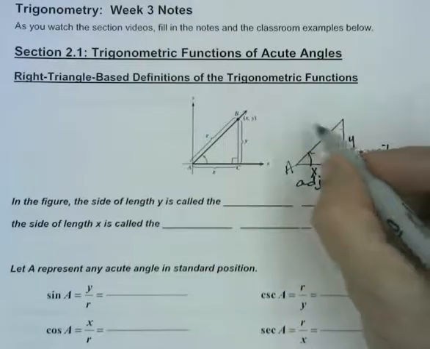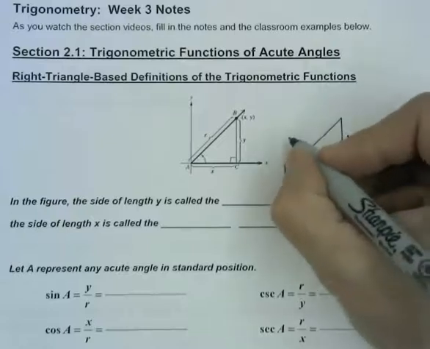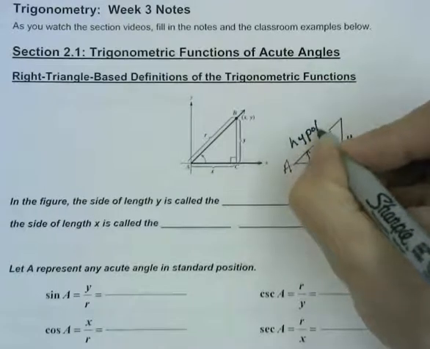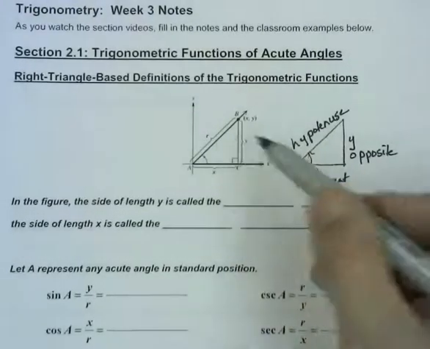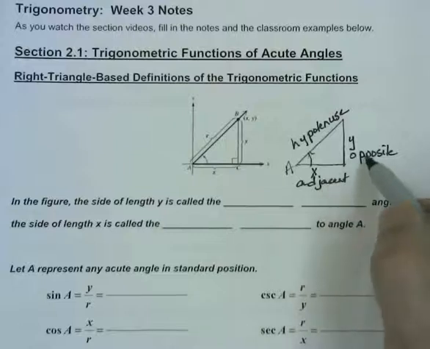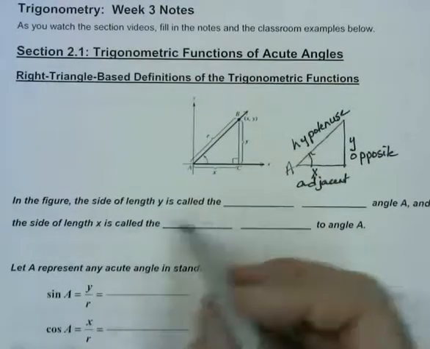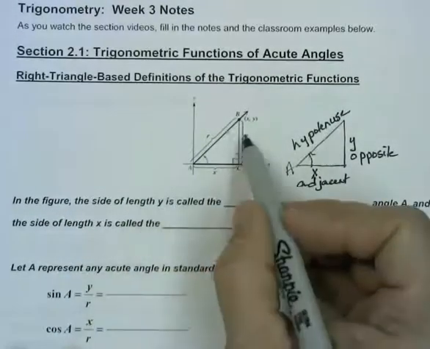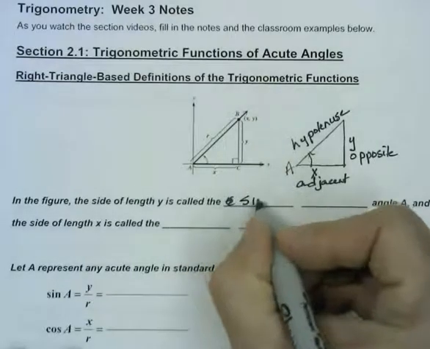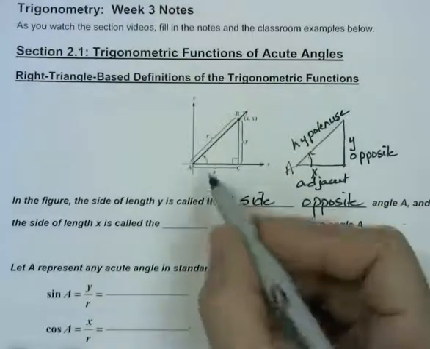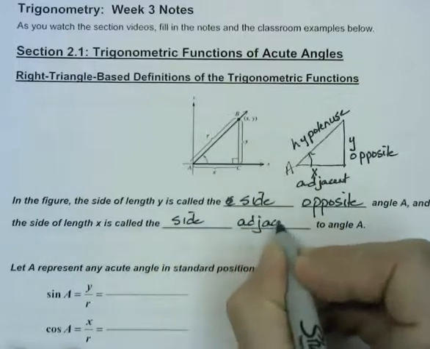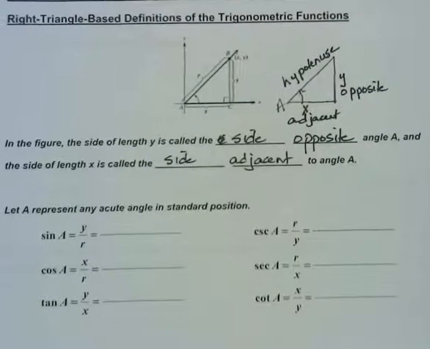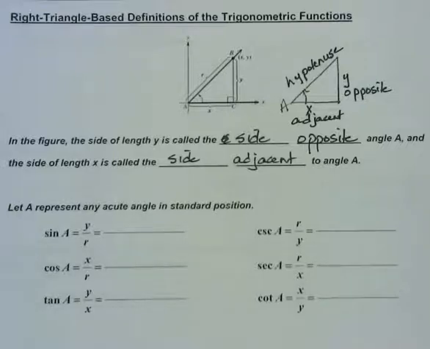And then this value, which we had as R, is the hypotenuse of the triangle, so we're going to call that the hypotenuse. So when we're looking at trig functions based on right triangles, instead of using the X, the Y, and the R, we're using the adjacent side, the opposite side, and the hypotenuse. So in this figure, this side of length Y is called the side opposite angle A. The side X is called the side adjacent to angle A. So that gives us another way to define our 6 trig functions.